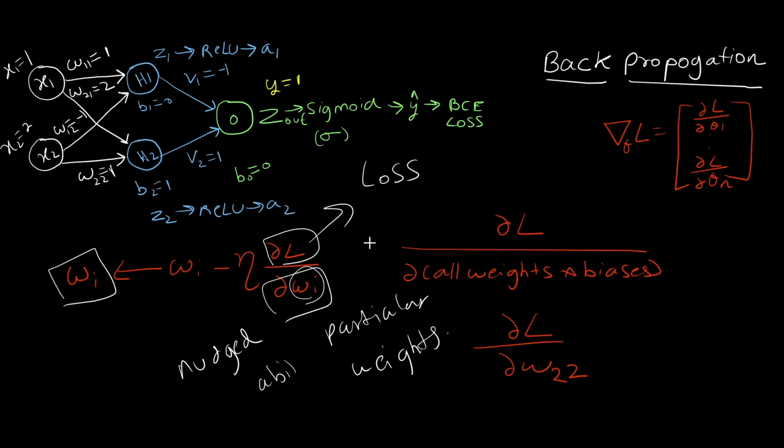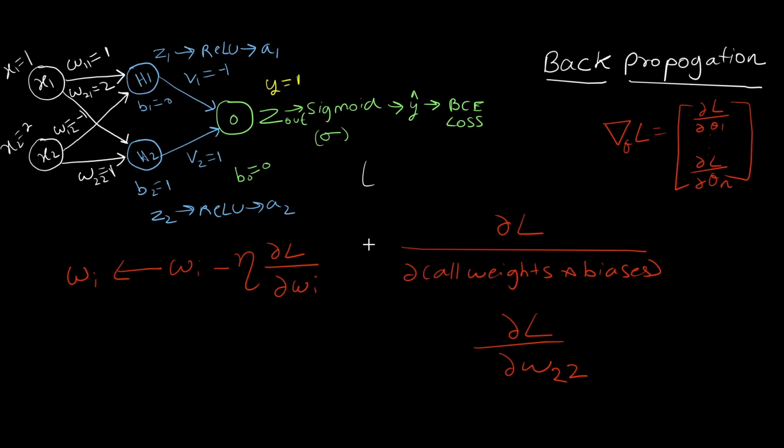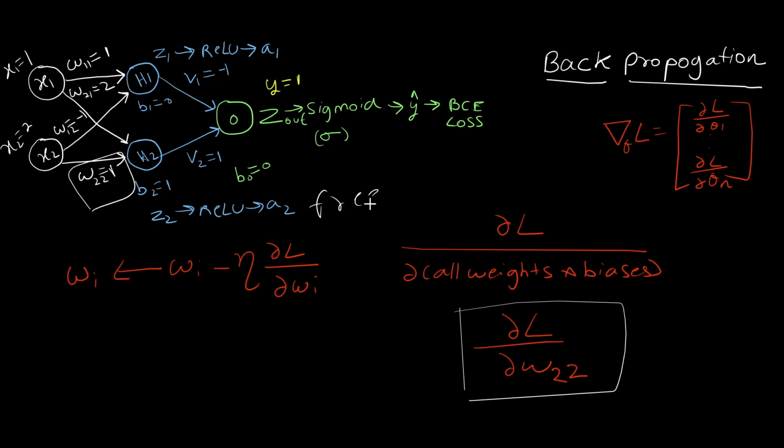Why do we need to take the partial derivative but not the full derivative? Let's take this example. We need to update this particular weight, which is W22. The partial derivative ensures that the rest of the weights are held fixed, because we want to ask what is the change in the loss function only if this particular weight is changed and the other weights are kept the same. That's why we take the partial derivative here.